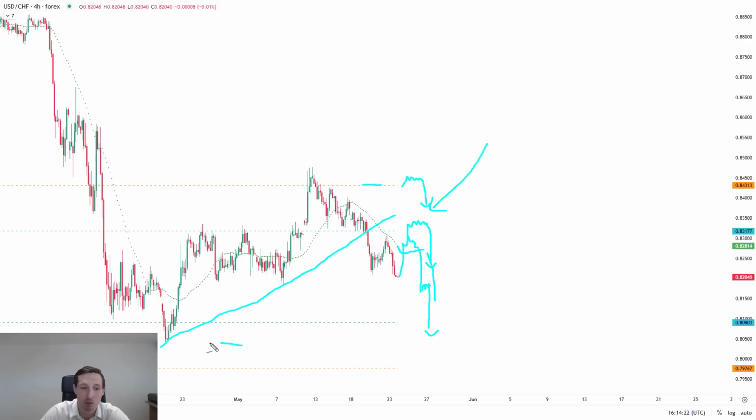And there's a decent chance we actually come down and take out the major low here, because again, this looks like a big correction down to at least the prior low and possibly even further. So I can only be short US dollar Swiss franc next week. I cannot buy this market under any circumstance.